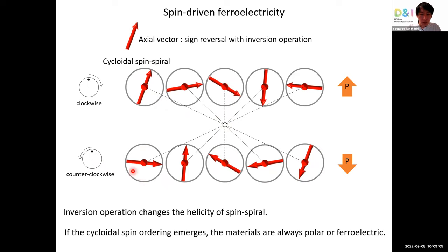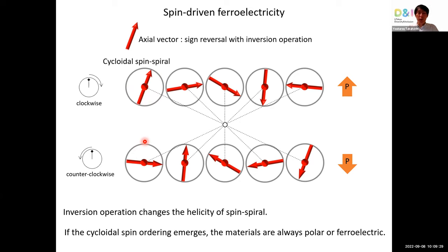So the helicity is changed from this to this. Now we have a counterclockwise helicity of the spin structure. So these spin structures are never the same. This means the inversion symmetry is broken by these spin structures.